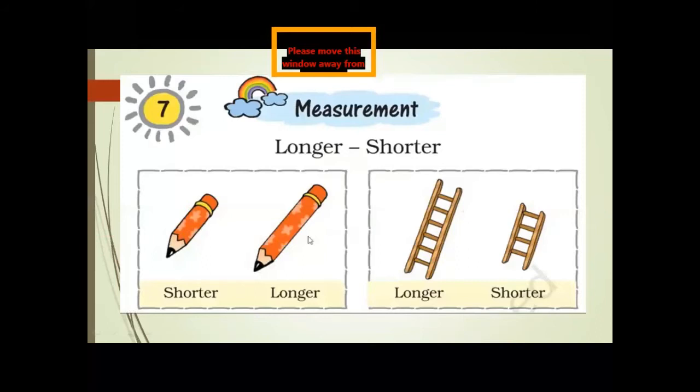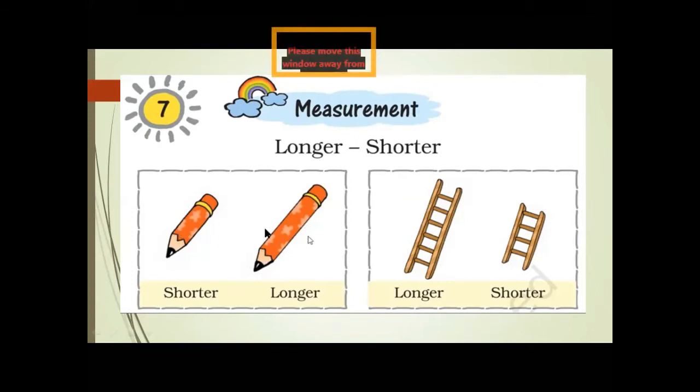Now, see the first picture and observe what we are comparing here. We are comparing two things according to their length. When we talk about length, we use the terms longer, shorter, taller, shorter. So, in this lecture, we are first going to discuss longer and shorter.